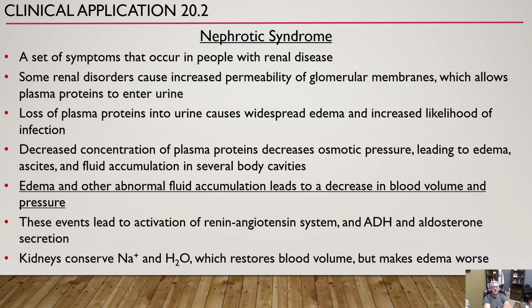What happens is that the kidneys say, oh, our blood volume is low, so let me dump out some aldosterone and ADH. Aldosterone is conserving sodium and excreting potassium, and ADH is conserving water. And we know that with aldosterone, we conserve sodium, and wherever sodium goes, water goes. So now we're building up more fluid, which is going to make the edema even worse.